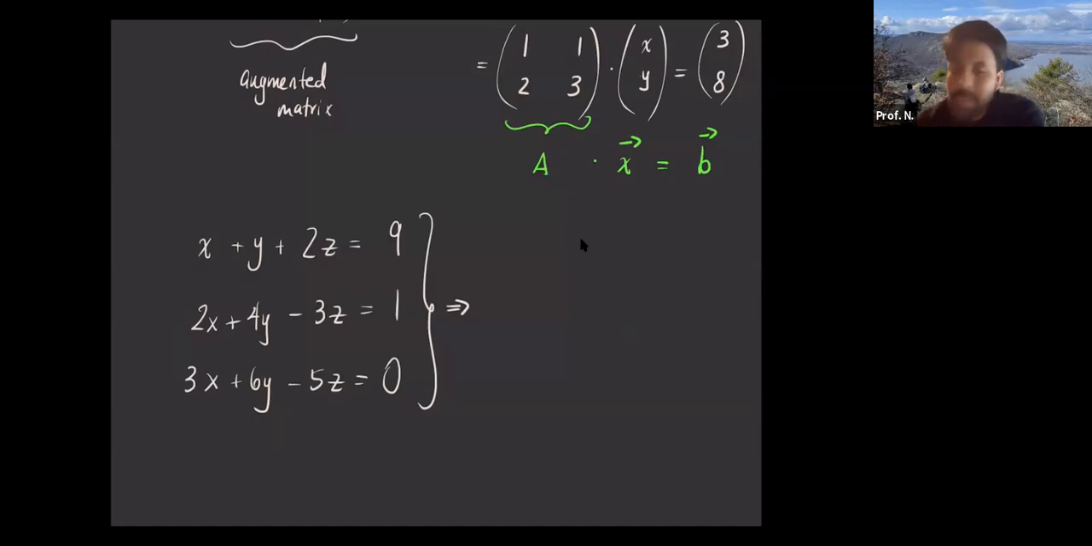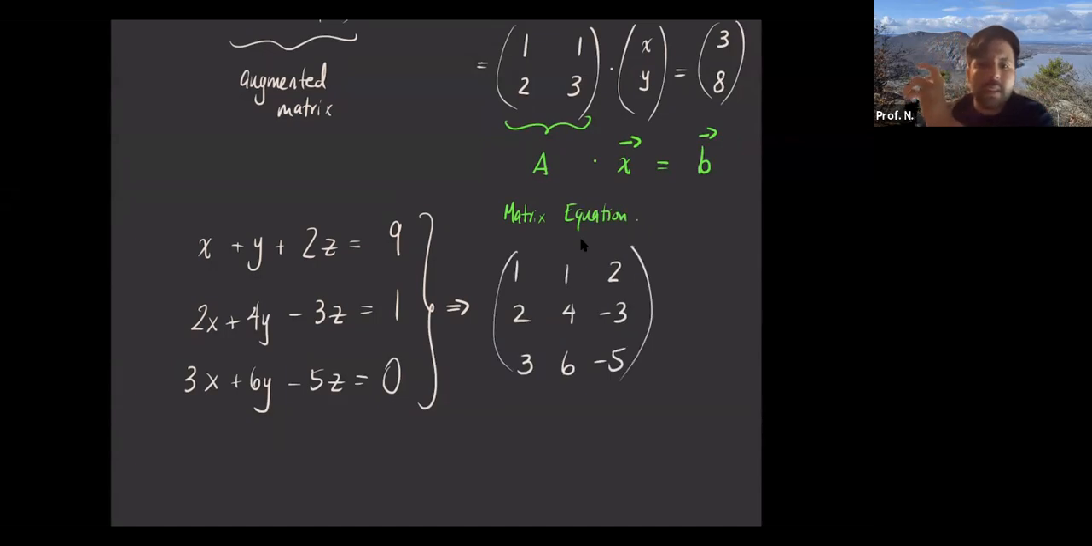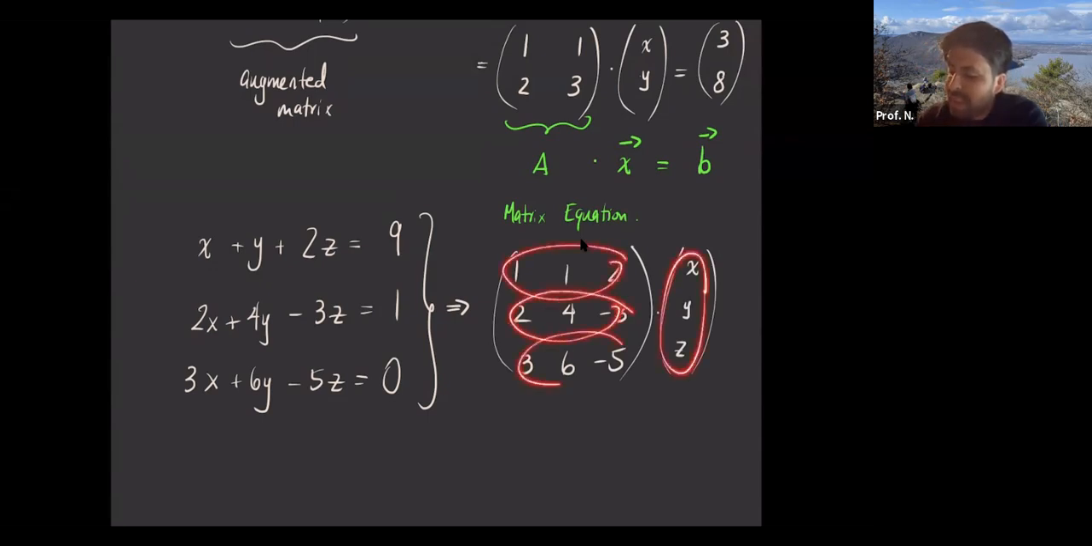So this would be what? What would be the matrix equation for this? This would be 1, 1, 2, right? This is 2, 4, -3. This is 3, 6, -5. This is my A. And then what would be the column vector associated with that? It would be X, Y, Z. And when do you see that? When I perform matrix multiplication, I get exactly what I have on the left.